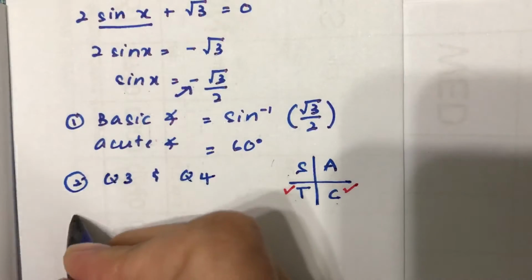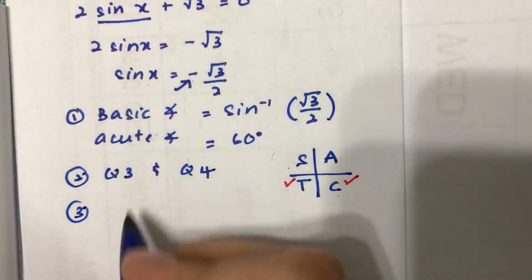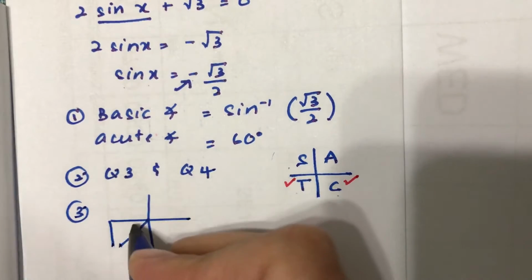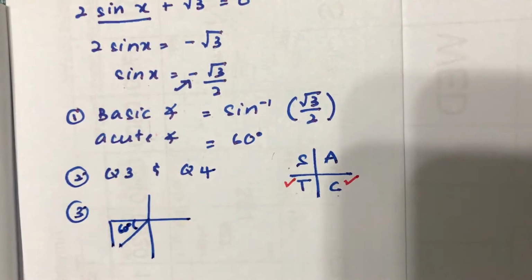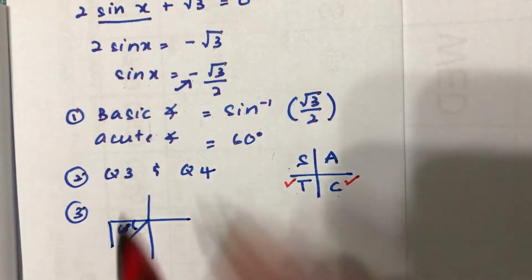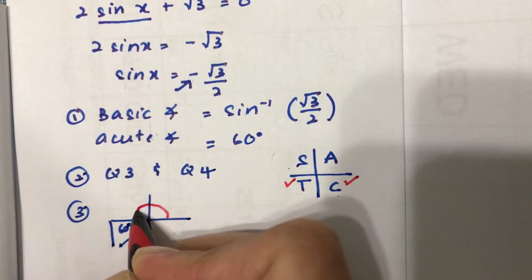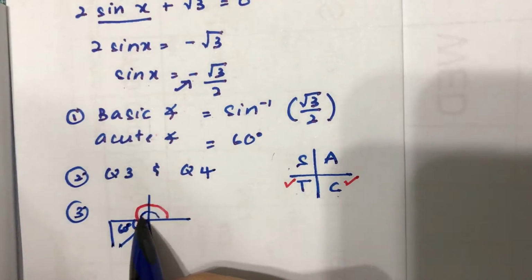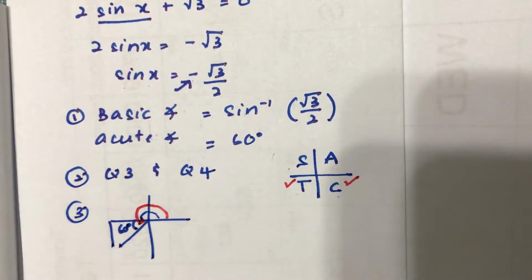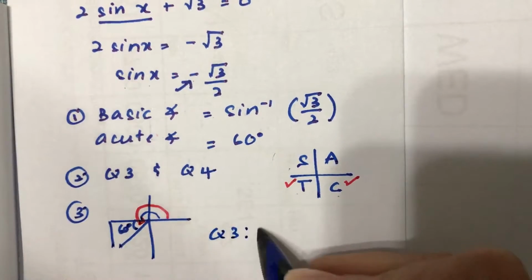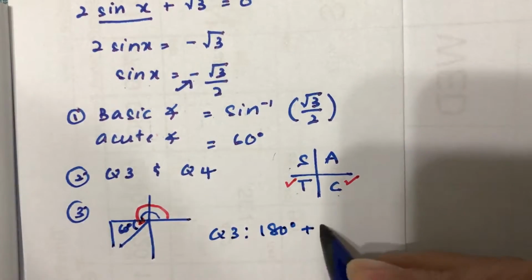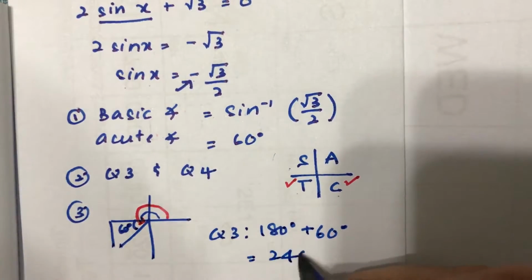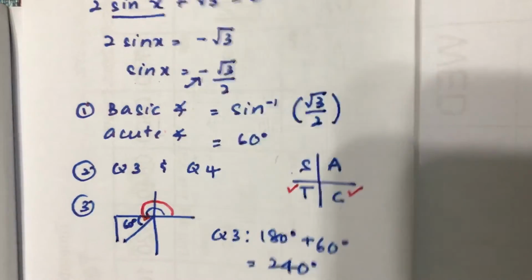Okay, so third step, let's look at quadrant 3. So since we know that the basic angle is actually 60, we're going to put 60 here. Alright, so for my angle, it's going to be starting from here, 0 degrees all the way down. So from here to here is 180, right? So we have another 60. So in quadrant 3, we have 180 plus the basic angle of 60. So that's how you get 240. So that's quadrant 3's answer.